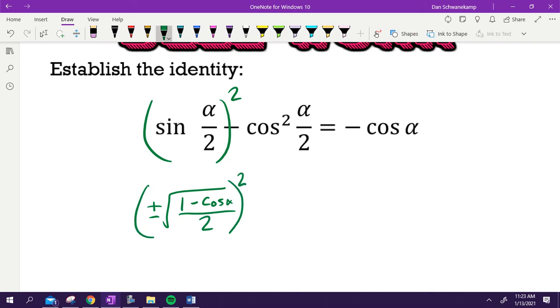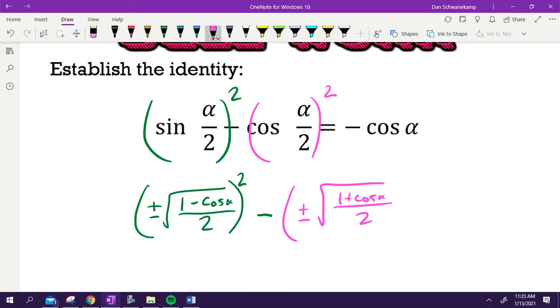Which one do you think it is? Do you think it's the positive version or the negative version? Doesn't matter. I'm squaring it, so who cares? Okay, and then it's minus. I'm going to do the same thing over here. And so I'm rewriting this as this squared. So it's plus or minus, but it doesn't matter. Square root of 1 plus cosine alpha over 2 squared.